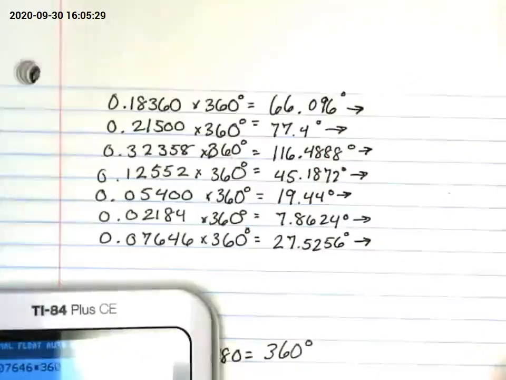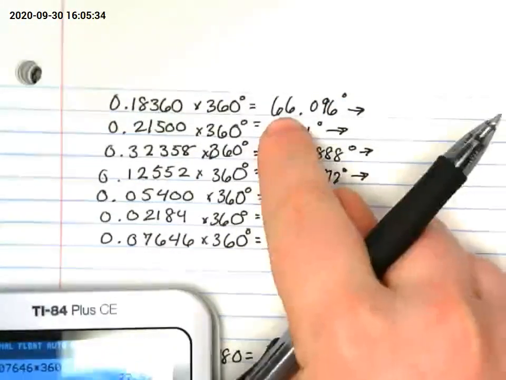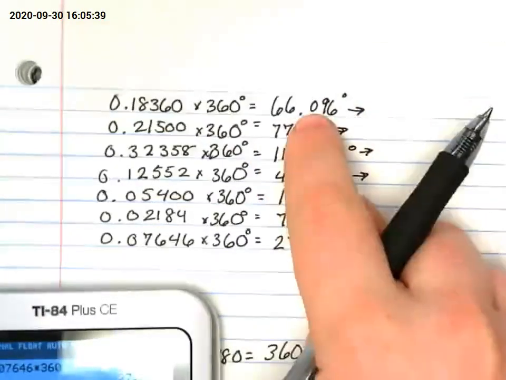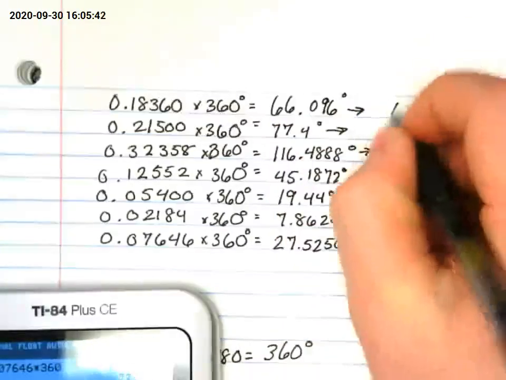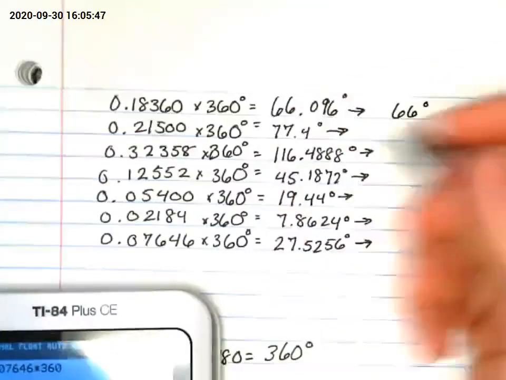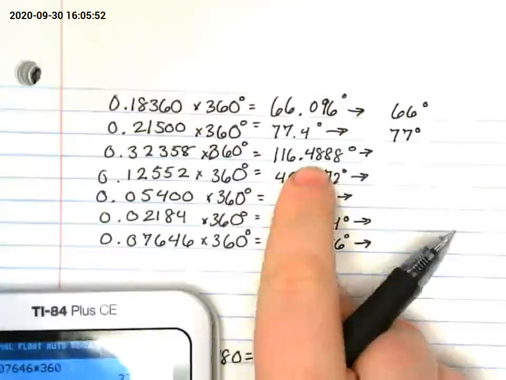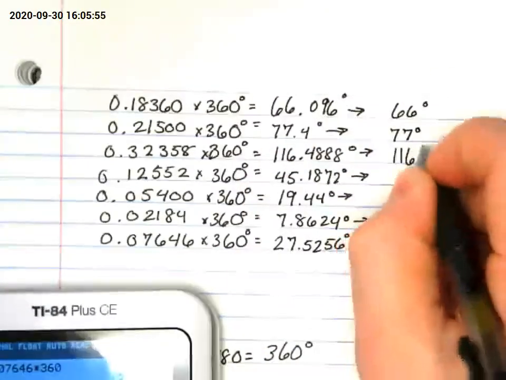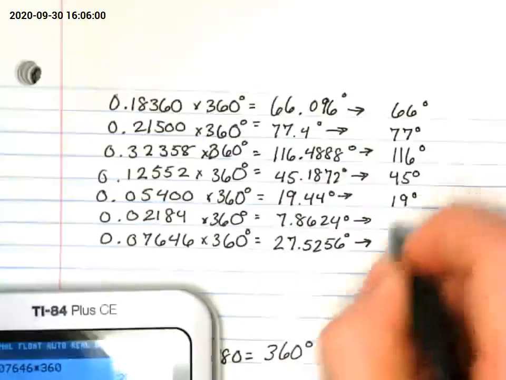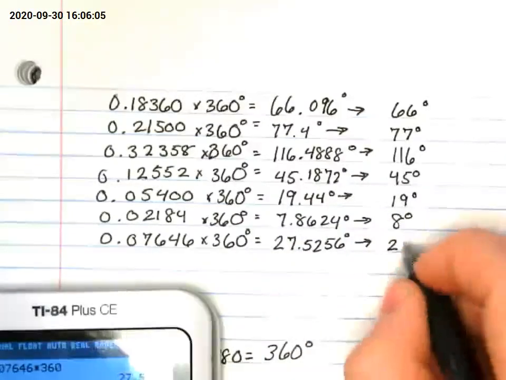We just can't count those decimal places at all. So let's just round to the closest whole number. Because there's nothing after, it's 66.0 and then 96, so this guy's just going to be 66 degrees. 77, and because that 4 is not greater than 5, it's just going to be 77 degrees. 116.4, we're just going to keep that 116 degrees. This one's going to be 45, 19. This one's going to be 8 degrees, and then this one becomes 28 degrees.